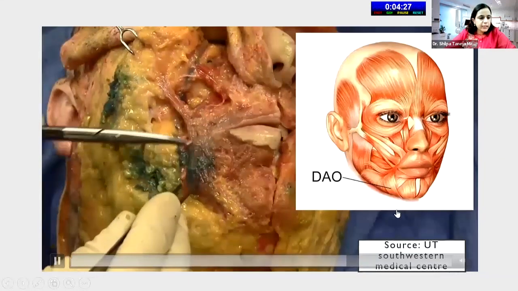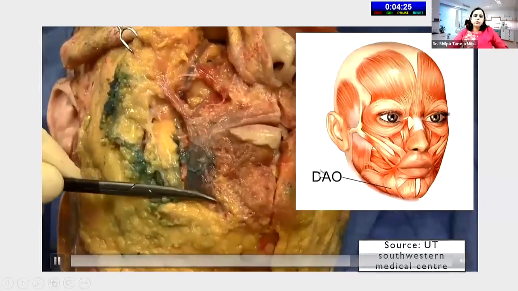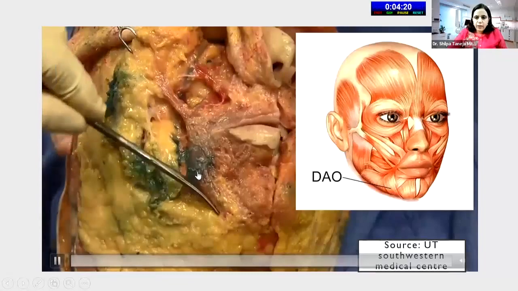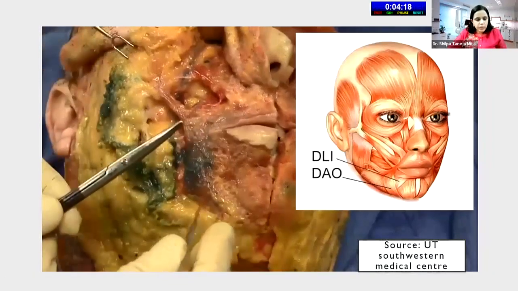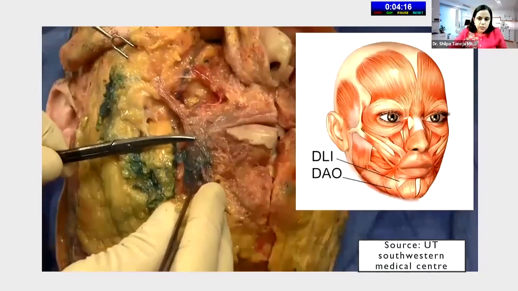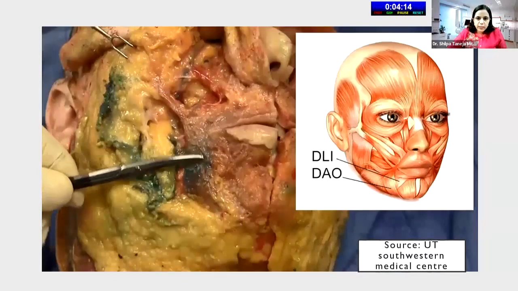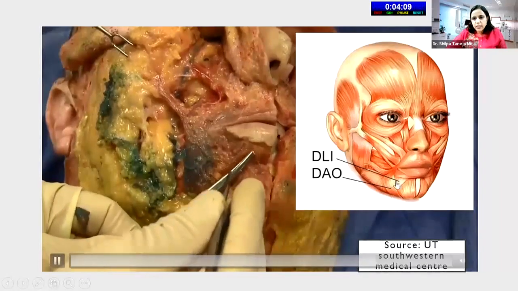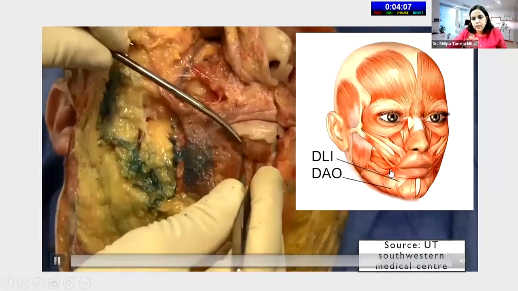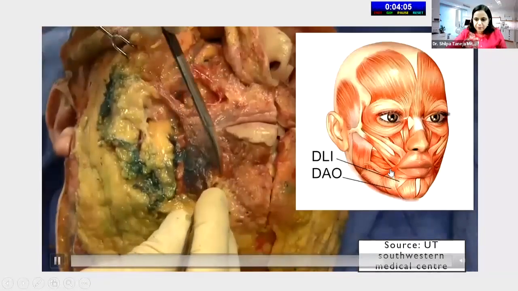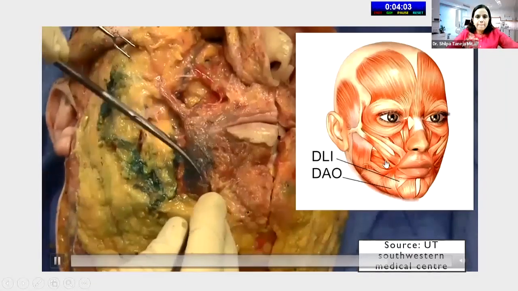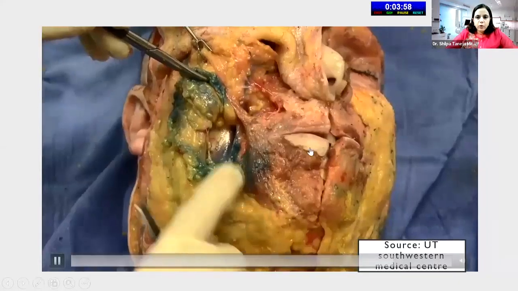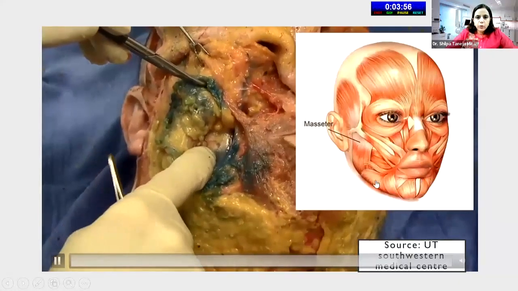This is the DAO, the depressor anguli oris muscle, which lies here. Whenever we have to inject here, the neuromuscular injections, we should inject laterally in the area of the DAO and not in the area of the DLI, which is a medial deep muscle which lies below the DAO. Injections into the DLI will cause droop of the lower lip.